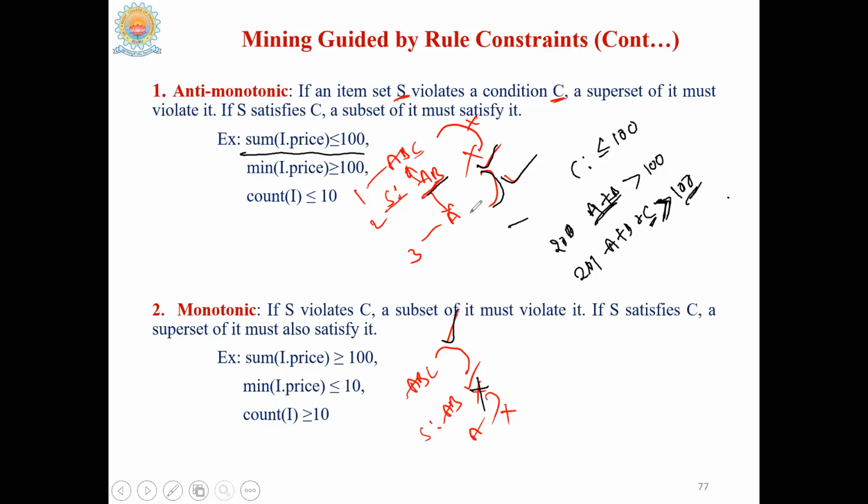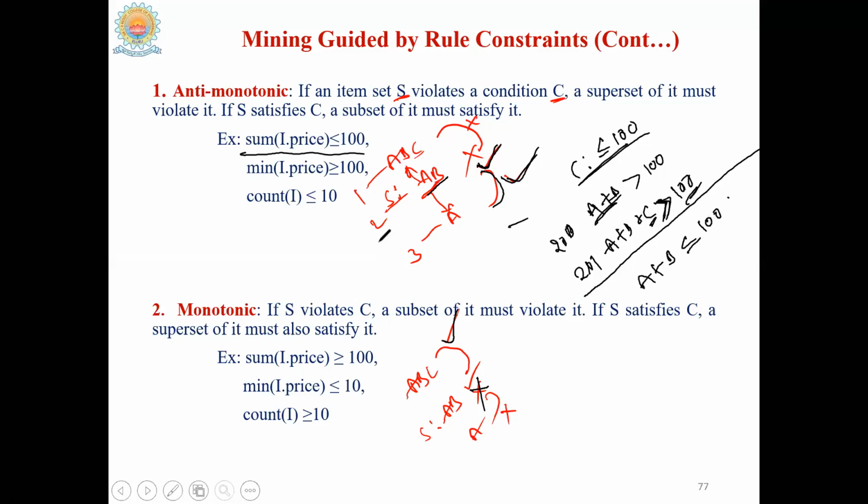What is the second one? If any item set obeys the condition, then its subset also obeys the condition. So the item set here is AB. Here we are going to check the second part of the rule. What is the condition? If it obeys the condition, in the sense the sum of cost of item set A and B is less than or equal to 100. That means it satisfies the condition.